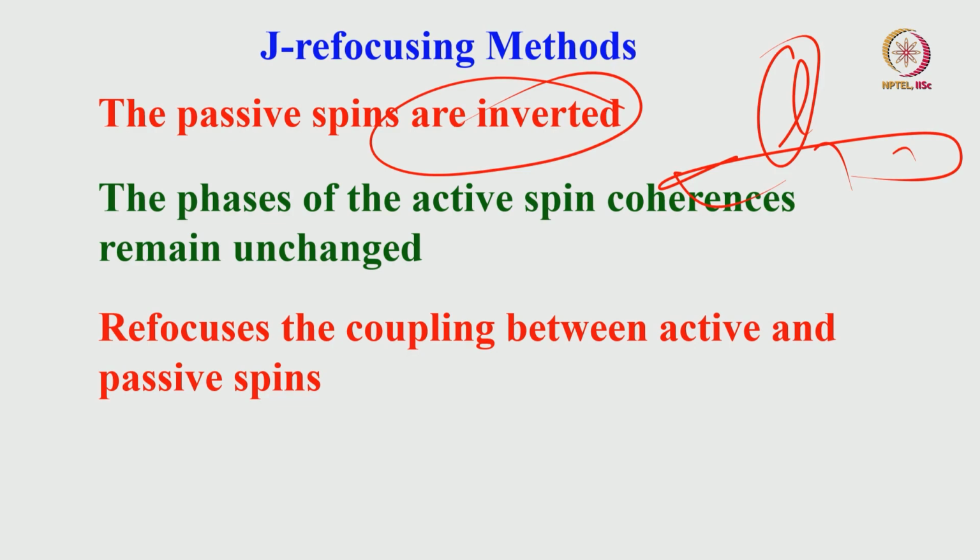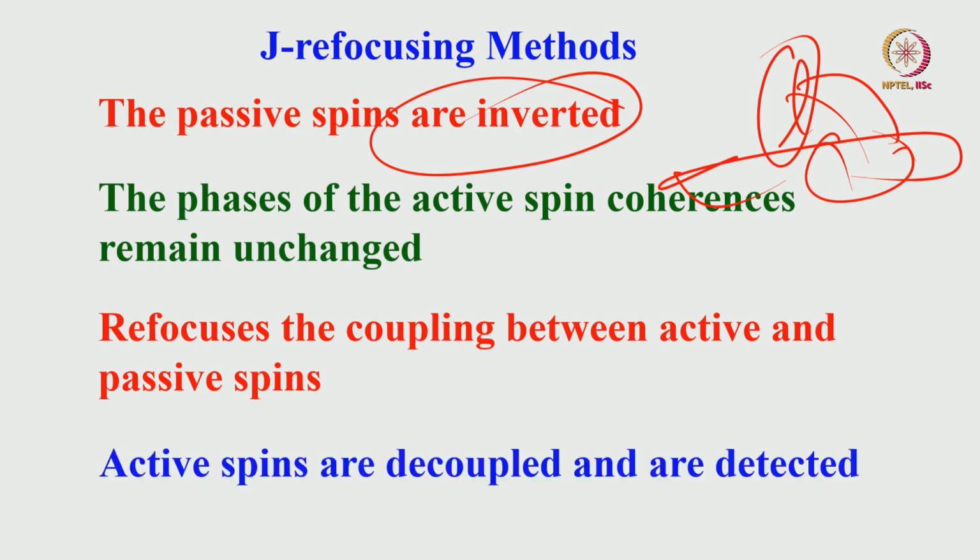Then what will happen? Active and passive spin coupling is broken. That means it refocuses the coupling between active and passive spins. What it means is, in the J refocusing experiment, simply understand that passive spins are inverted and the phase of the active spin remains unaltered. This refocuses the coupling between active and passive spins. That is what it is. Then we say active spins are decoupled and detected.